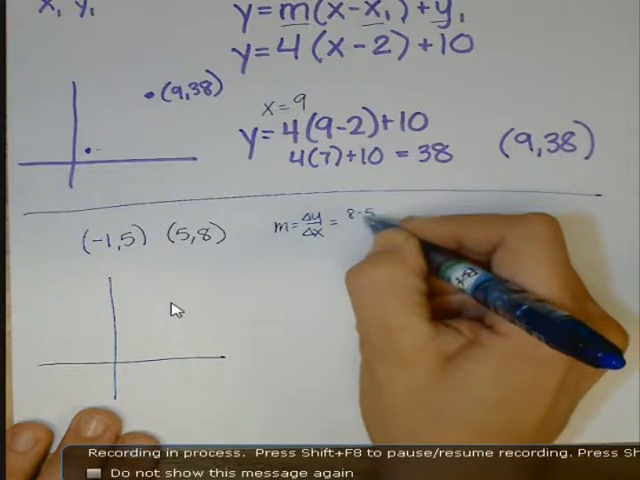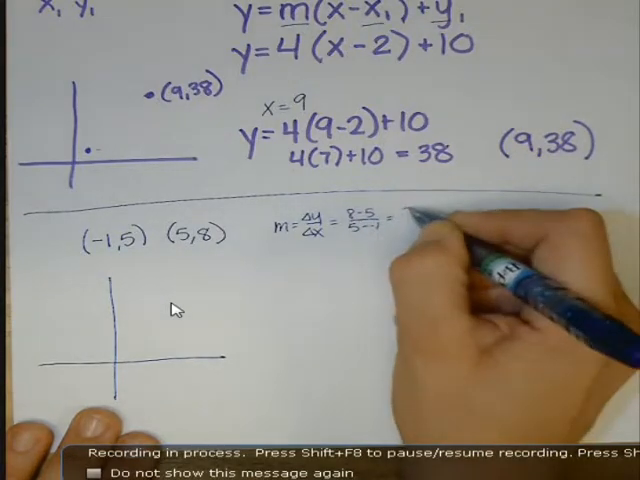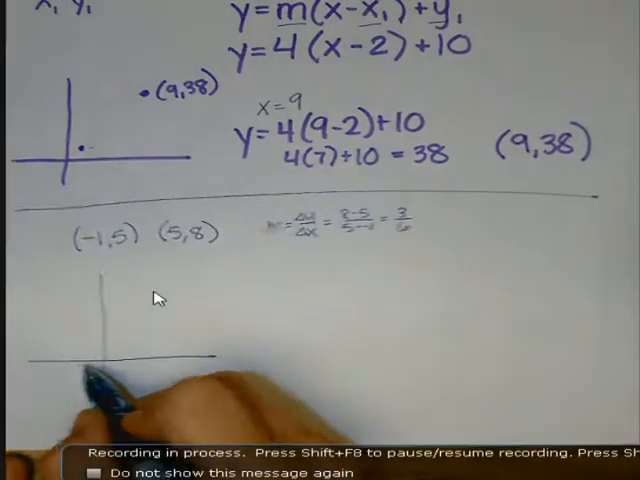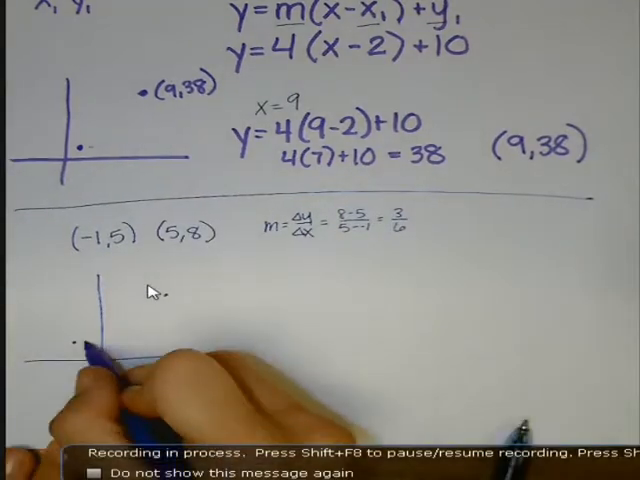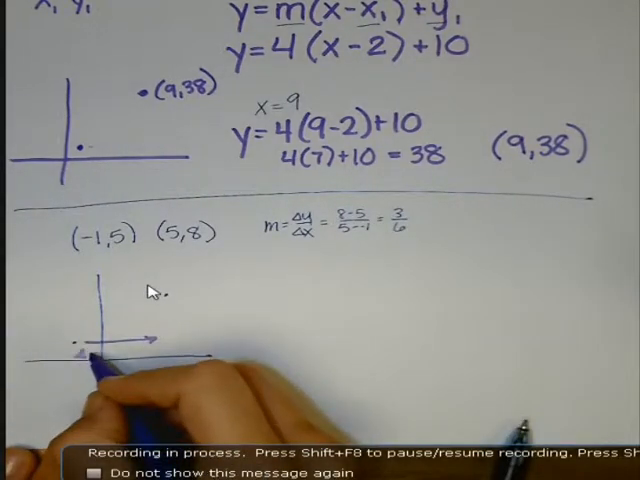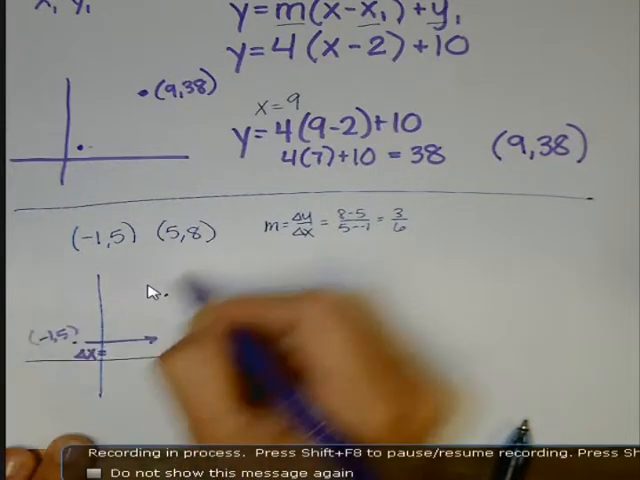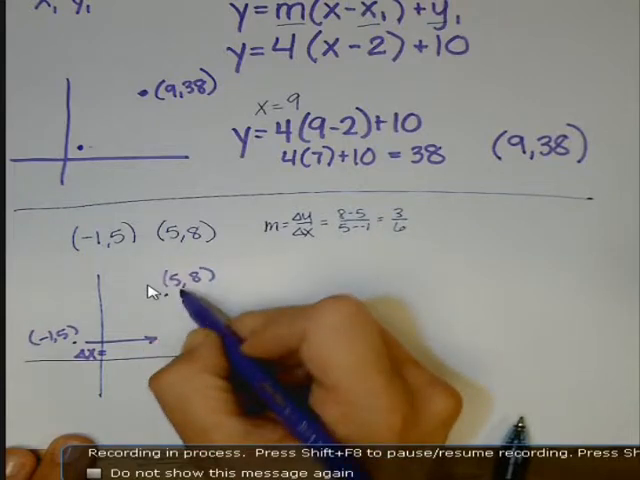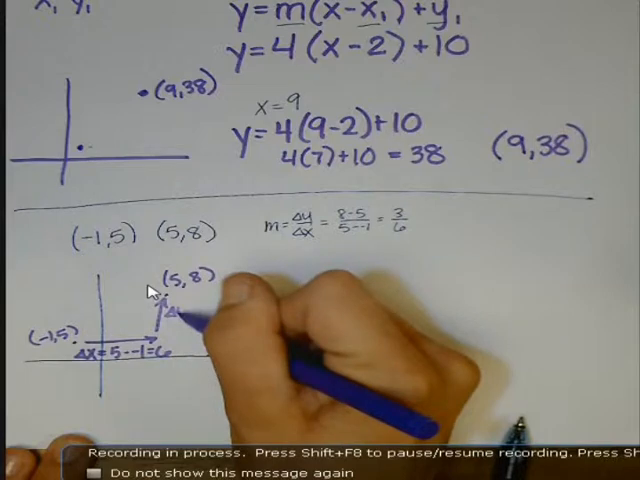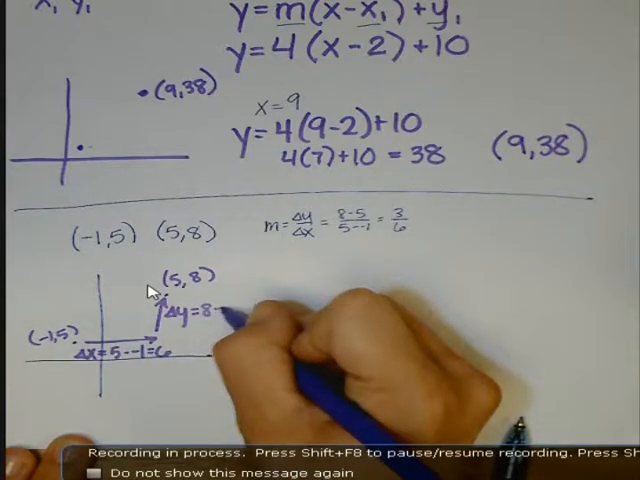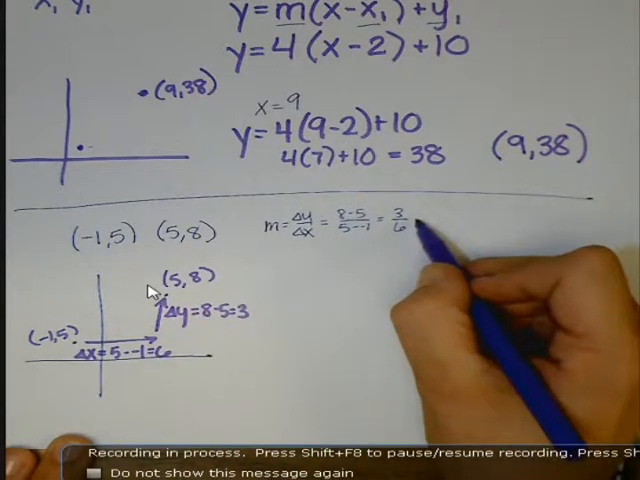So 8 minus 5 over 5 minus -1. In this case, you get 3 over 6. (-1, 5), (5, 8). Just another way of showing the same thing. Here's my run, or change of x. So this point was (-1, 5). This point is (5, 8). 5 minus -1 equals 6. Change in y is 8 minus 5, 3. Rise 3, run 6, rise over run, 3 over 6.